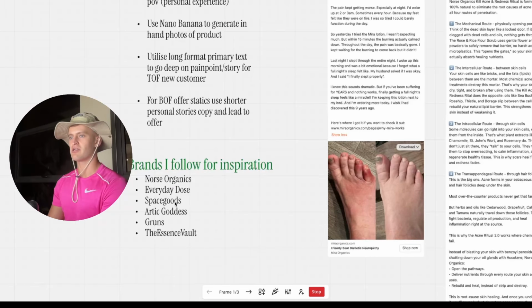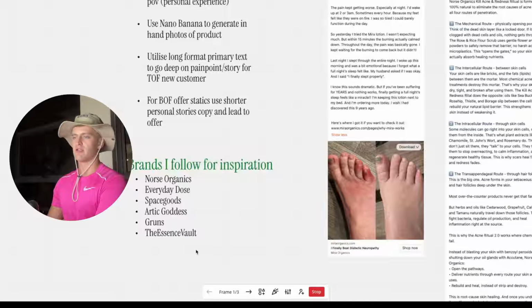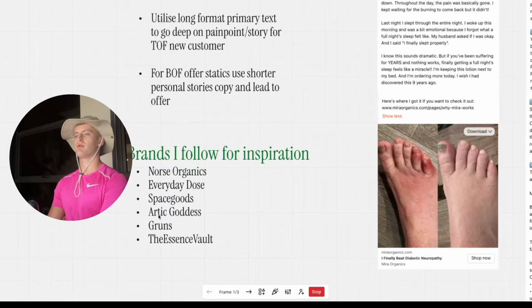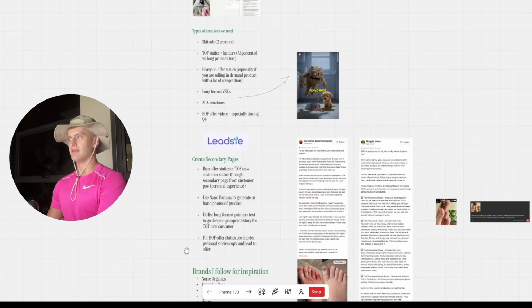Space Goods is always a massive brand that we looked at. Massive here in the UK, mushroom coffee brand. Their videos are very good. The Essence Vault's also a good one. They're a massive brand here in the UK once again. They're releasing new products, home products. Their videos are very good, the podcast style of ads, which are more high production but good to follow. Gruns, massive supplement brand, obviously worldwide. We're in supplements as well, so we like to closely follow their videos, their statics. I'm pretty sure they're all in on the GLP-1 angle right now, going to listicles. So yeah, these brands I like to follow, and that's pretty much it.